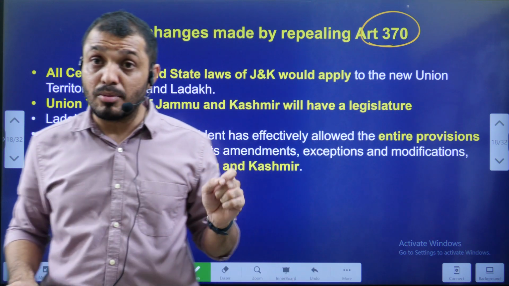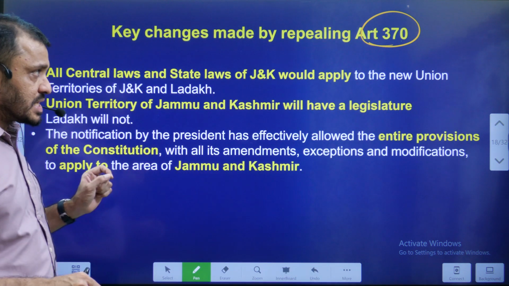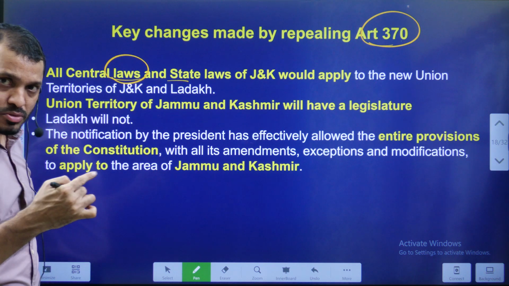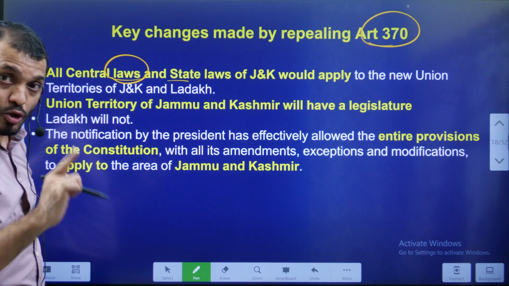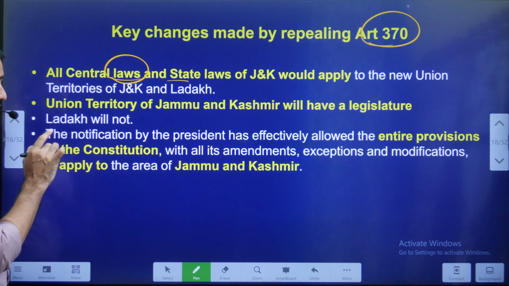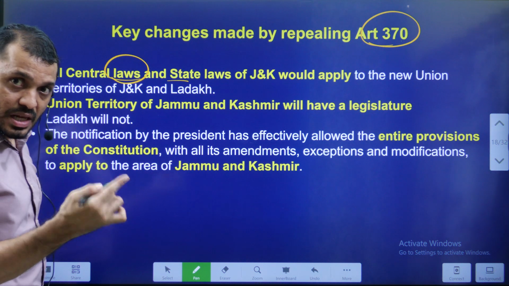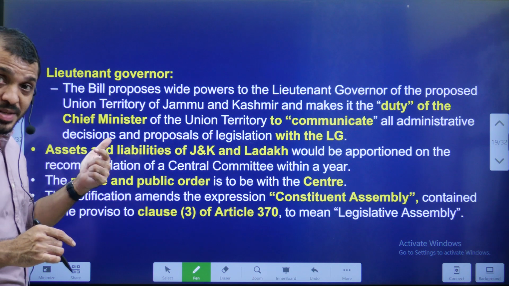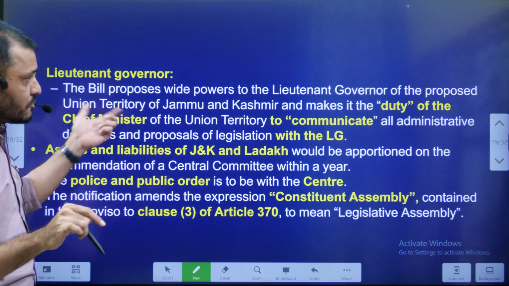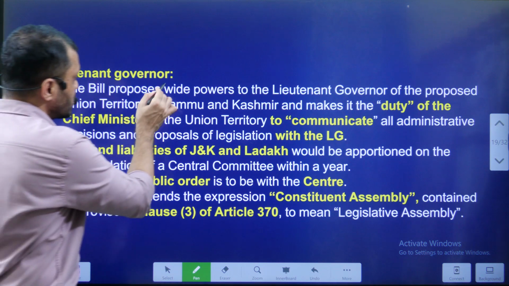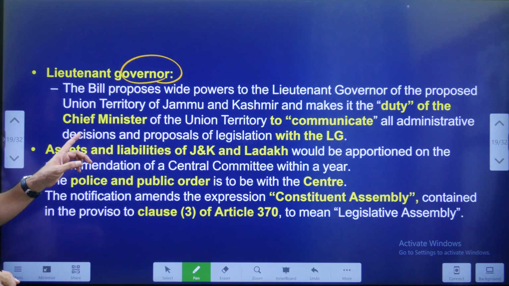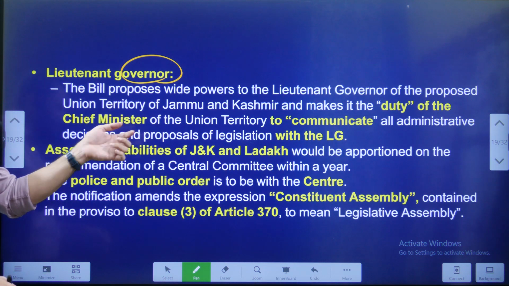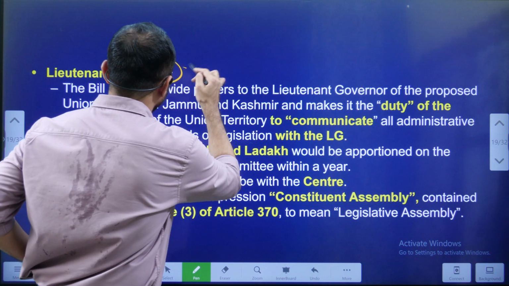Fine. Now we are discussing what the implications are when you remove Article 370. Now all the central laws and state laws will apply to JNK, and JNK is divided into two UTs, Jammu Kashmir as well as Ladakh, without assembly for Ladakh and Jammu Kashmir with assembly. Previously the Jammu Kashmir assembly term used to be 6 years, now it is 5 years. And now Jammu Kashmir FIs will be controlled by the Lieutenant Governor. So the Jammu Kashmir government can communicate with the Union government through what? Through the Lieutenant Governor.